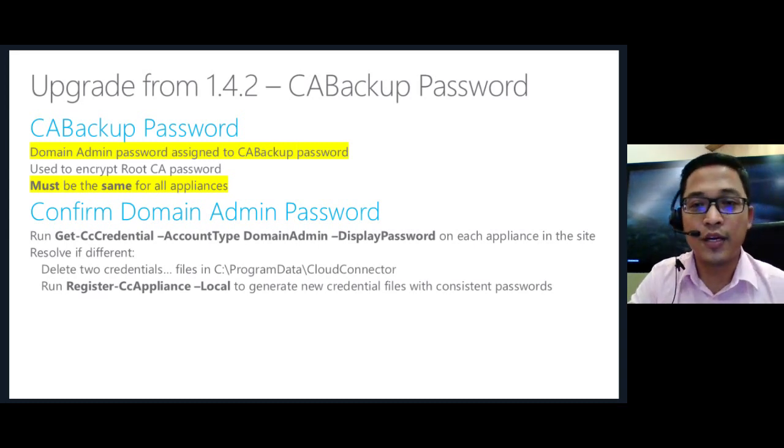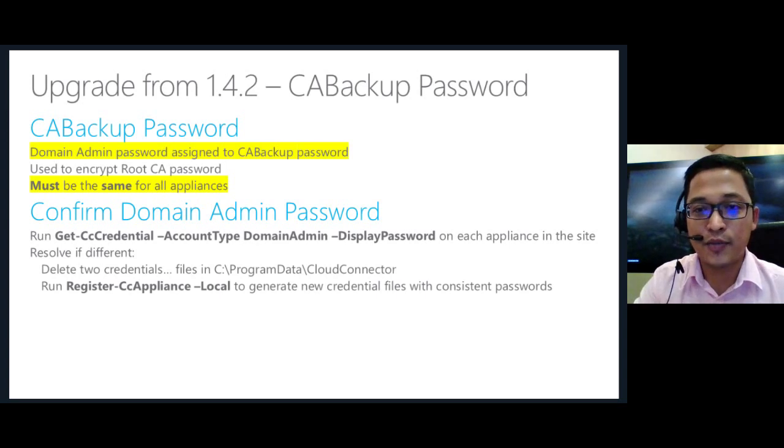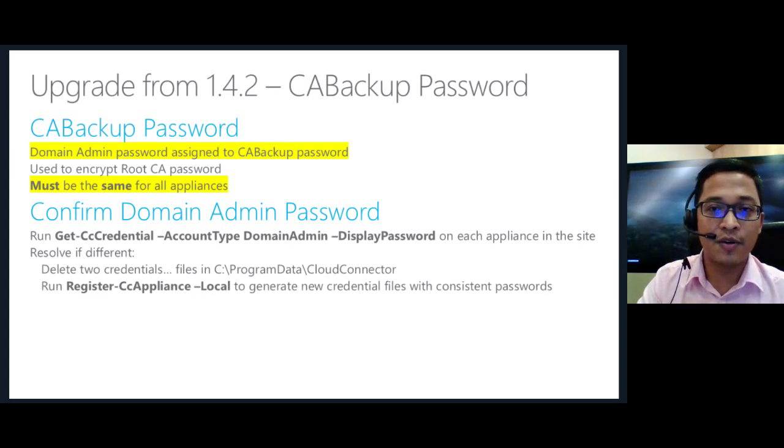Or in case you want to renew or change your password based on your password policy or compliance reasons, you can do that. How do you do that? You go to your ProgramData, Cloud Connector Edition, then you delete the credential XML files called administrator.xml and CCService.xml. You delete these two files and then you run Register-CcAppliance on local.